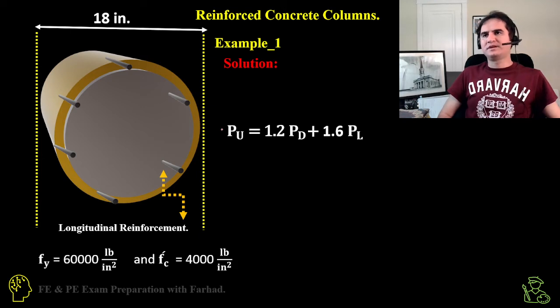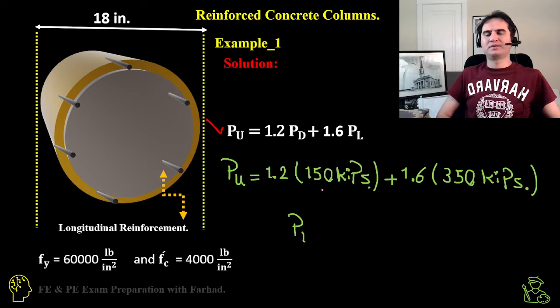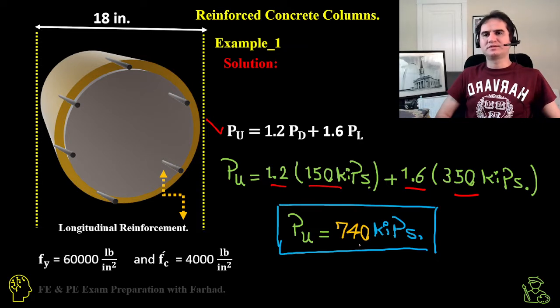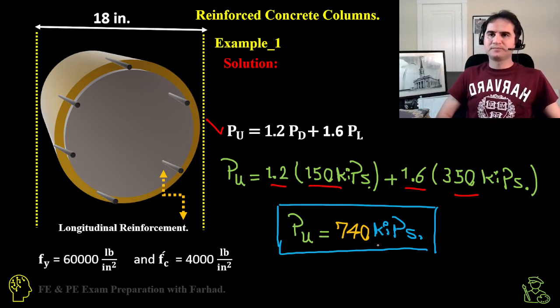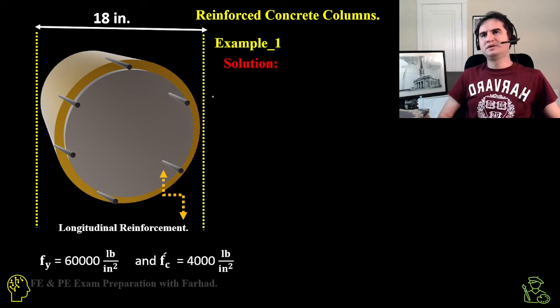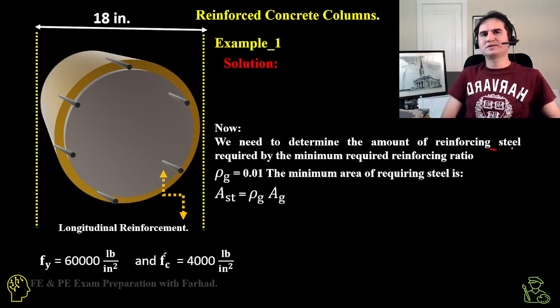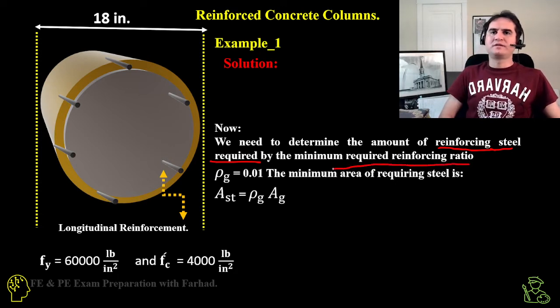So first of all, we calculate the ultimate axial load by replacing the dead load and live load with their coefficients, and we get Pu equal to 740 kilopounds. As soon as we have Pu, first we need to determine the amount of reinforcing steel required by the minimum required reinforcing ratio, rho g.